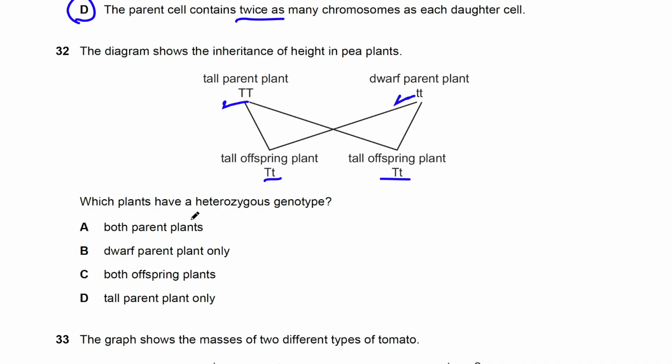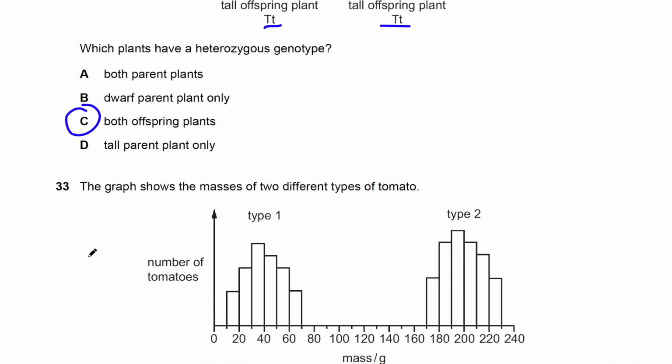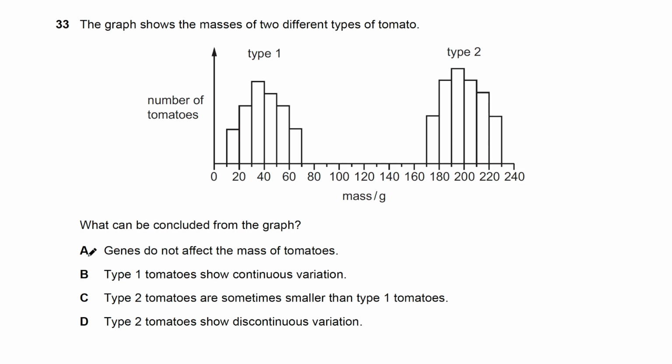Which plants have heterozygous genotypes? It's easy. A, the offspring, both parent plants? This is wrong. B, dwarf parent plant? This is another mistake. C, both offspring. So this is the right answer. No need even to read option D. This is very clear. Moving to question number 33.